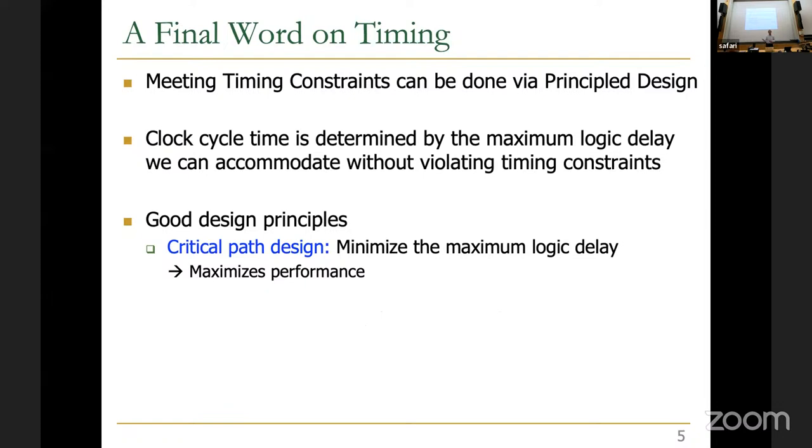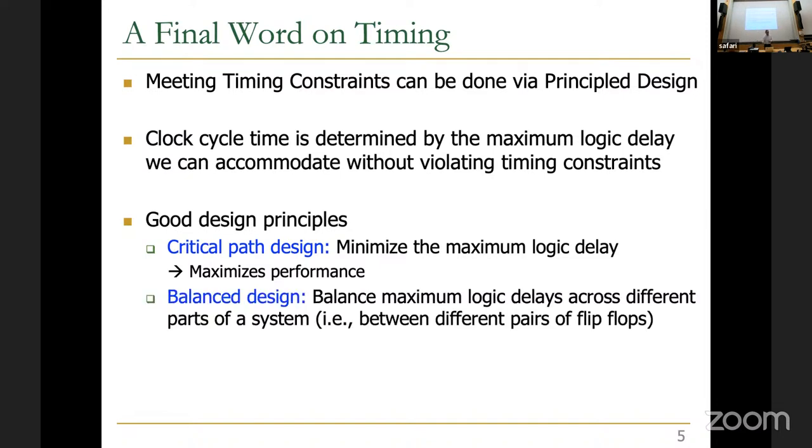So how do you help critical path design? What I said earlier holds basically. If one combinational logic is taking too long compared to any others in the system, figure out what that is, and cut it into two cycles, two clock cycles, for example. And we will see that later.